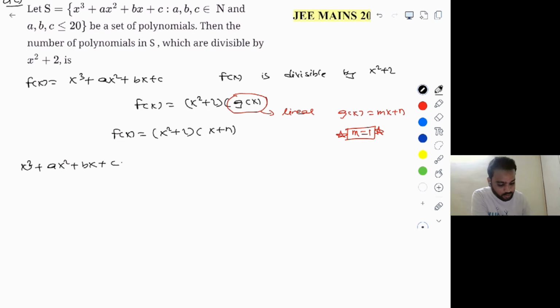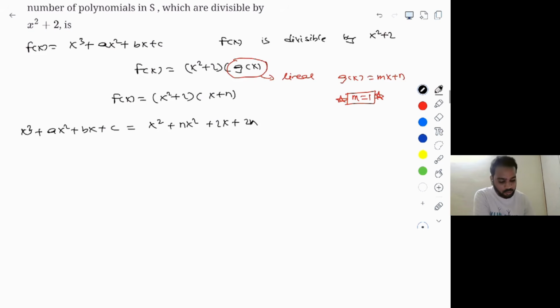Now let's expand completely on both sides of the equation and equate the corresponding coefficients. So x cube plus ax square plus bx plus c should be equal to the right hand side. If we expand, x square into x will be x cube plus nx square plus 2x plus 2n. Let's equate the corresponding coefficients on both sides. We can notice that the coefficients of x square are a and n, so a must be equal to n. If you equate the coefficients of x on both sides, you get b is equal to 2. And if you equate the constant terms, we get c is equal to 2n.